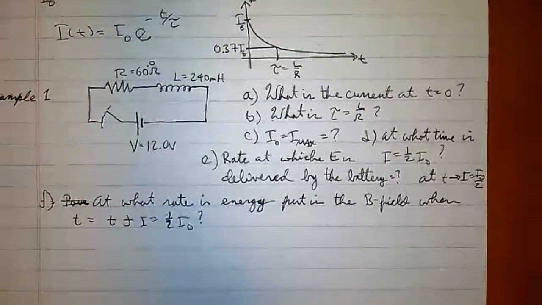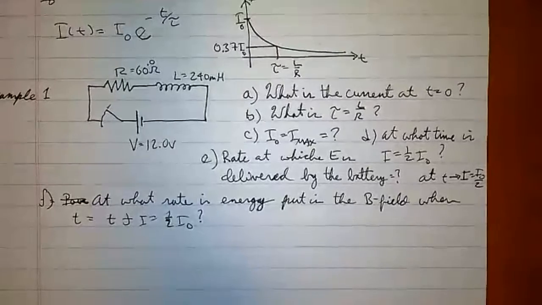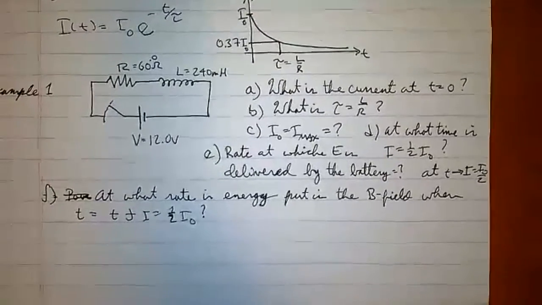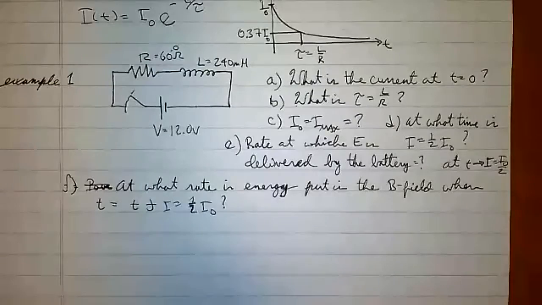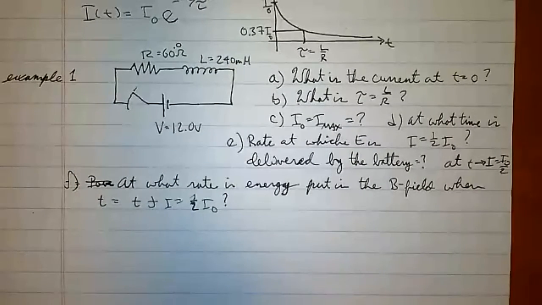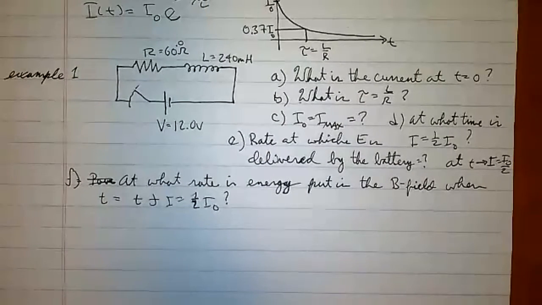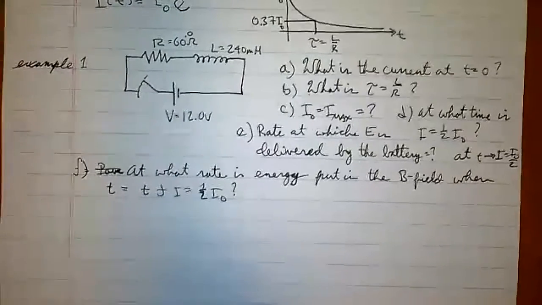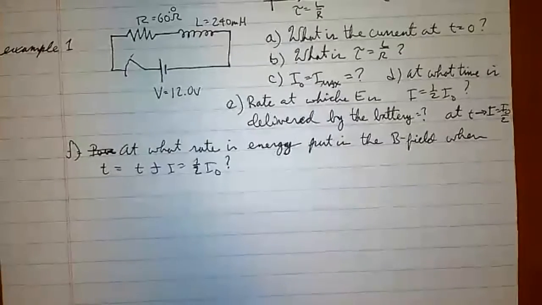So as you can tell, the whole question is, with that circuit, those parameters I gave you, what is the current at T equals 0? What is the time constant for that circuit? What is the asymptotically approaching current I0 or I max, whichever you want to call it? At what time is the current equal to 1/2 of that value? And then for part E, at that time, what is the rate at which energy is delivered to the battery? And then again, at that same time, what is the rate at which energy is put into the B field? So let's start off by writing our solution.